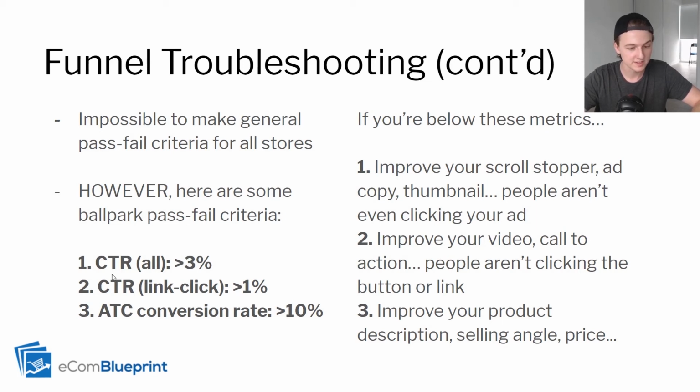If you're below this, that means that the first thing people see when they look at your ad isn't attention grabbing enough, right? I wrote here, if you're below these metrics for the first one, you need to improve your scroll stopper. So the first 3 seconds of the video, the ad copy, especially the first line of the ad copy, because that also grabs people's attention, and the thumbnail. These are the 3 things that people see right away when they get shown an ad. And this is what's going to determine whether or not they click on it and open it up to see more. And so that's the first thing. You need the CTR above 3% in most cases.